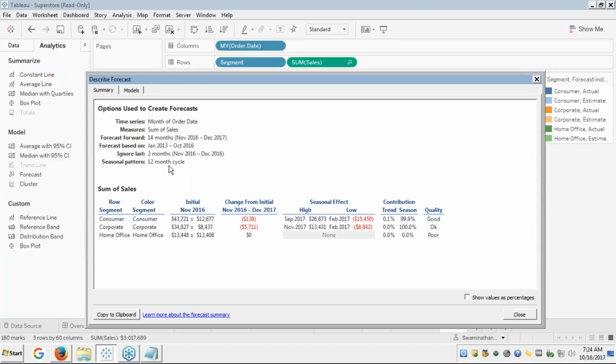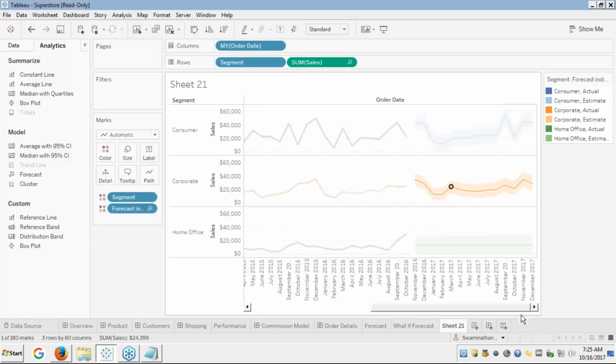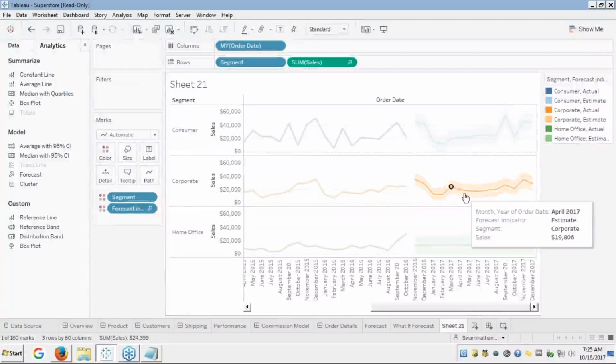So the seasonal pattern, a 12-month cycle, is getting us values, and it basically changed from November to December. There is a plus or minus value here, friends. For a forecast option, there is always a plus or minus value. So you can predict the forecast up to 95% accuracy only. There might be a change of plus or minus 5. That's what we are able to see from the 95% confidence intervals in this graph.